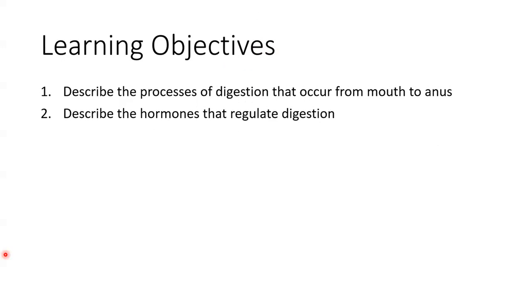There are only two learning objectives for the physiology of the gastrointestinal system. So firstly, to describe the processes of digestion that occur all the way along the gastrointestinal tract from mouth to anus, as well as the role of those accessory digestive organs. And then secondly, to describe the major hormones that regulate digestion, so bringing in a little bit of the content from the last series of lectures.